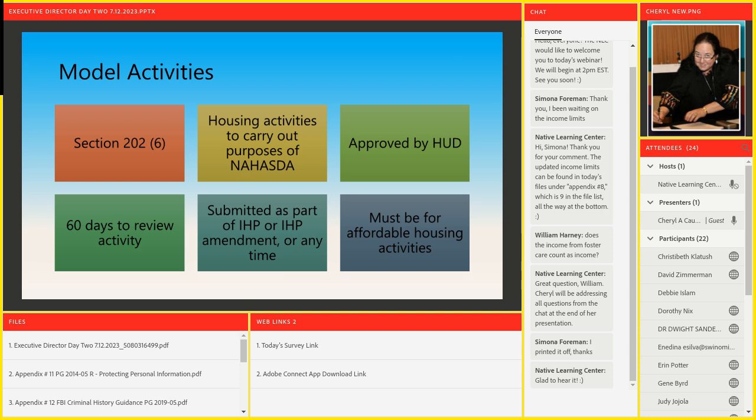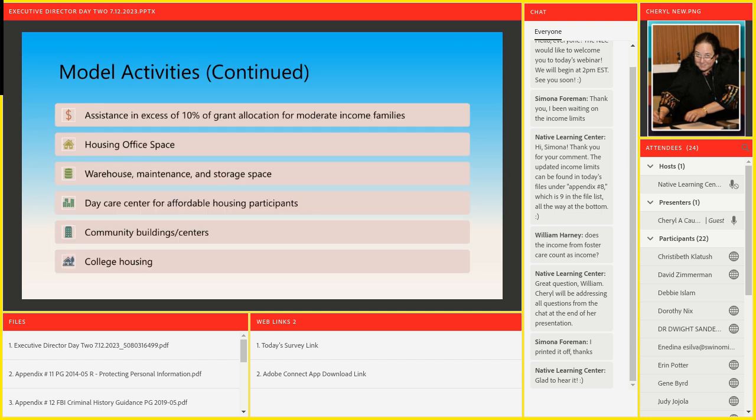Submit that as part of your IHP, or you can do an IHP amendment at any time. Must be for or related to your affordable housing activities. Model activities, some of which have been approved: assistance in excess of 10% of that grant allocation for moderate income families, your housing office space, your warehouse maintenance and storage space, and a daycare center for affordable housing participants.